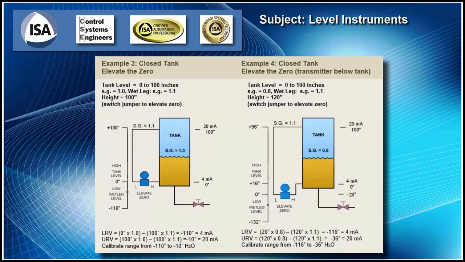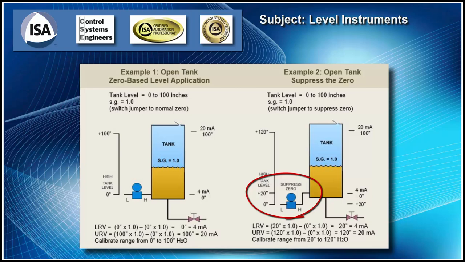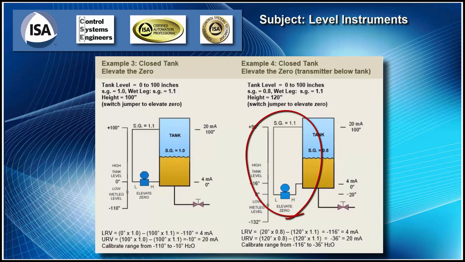Okay, don't forget, if your transmitter is below the tank without a wet leg, that means you've got extra pressure above the transmitter, so your live zero is above zero and you will suppress it. So you'll take the jumper in an old transmitter and put it to suppress zero. But if it's got a wet leg, that means you actually got a large negative measurement, and so you're going to have to bring that, in this case minus 132, up to zero. So we'll set this jumper to elevate zero. If you're just a little above or below, you can leave it on normal zero and it'll work.